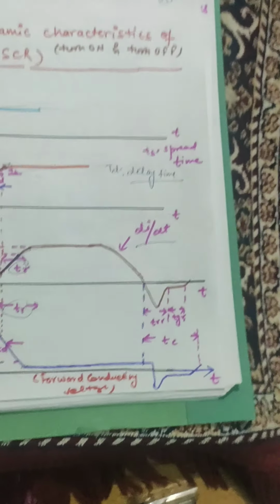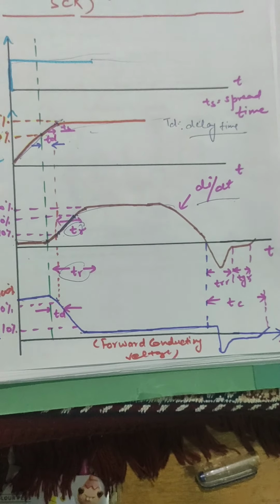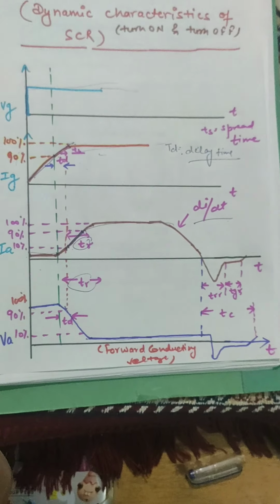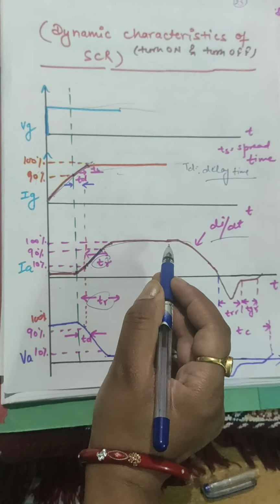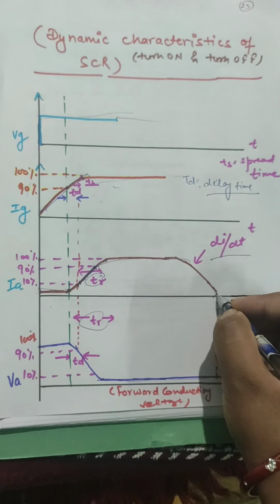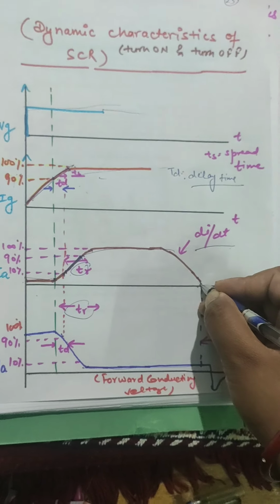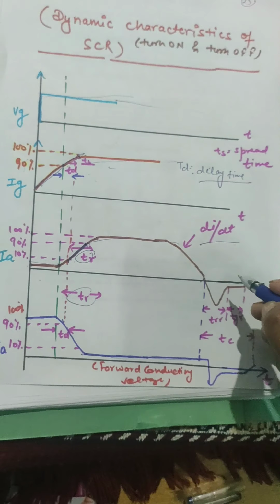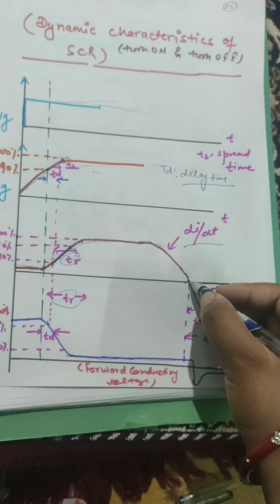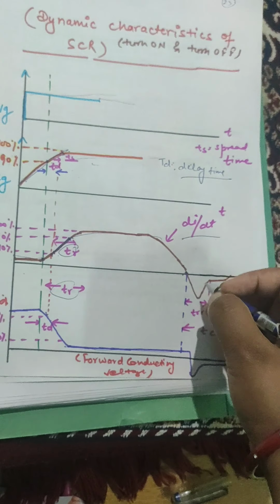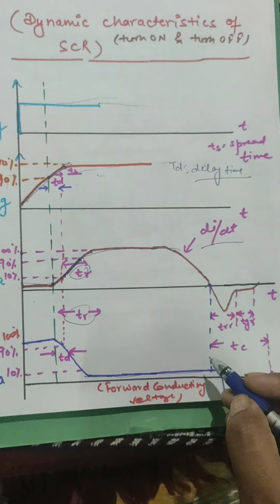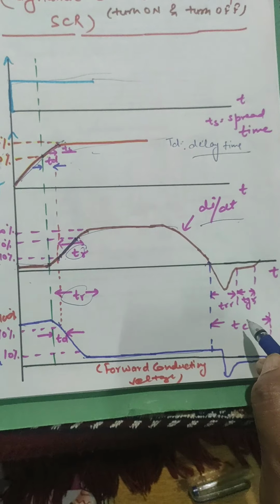This is the rate of change of current with respect to time, di/dt. Let's suppose the anode current decreases at the rate of di/dt. After reaching 0, due to some minority charge carriers in J1, J2 and J3, the current goes negative.